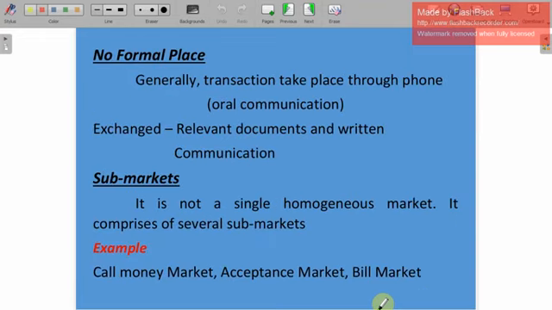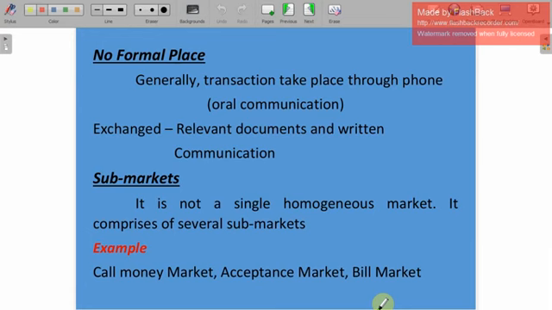And no formal place. In the capital market there is a formal place, the stock exchange. Through the stock exchange only we can sell or buy our shares or debentures. Here it doesn't have any formal place. Through phone calls all the transactions happen, through oral communication. After the oral communication, they exchange their relevant documents and written communication. So it doesn't have any formal place.